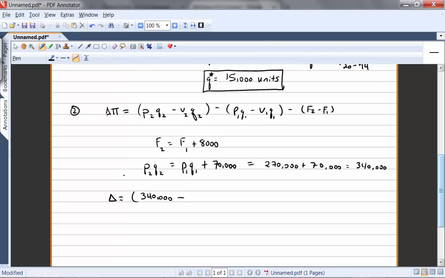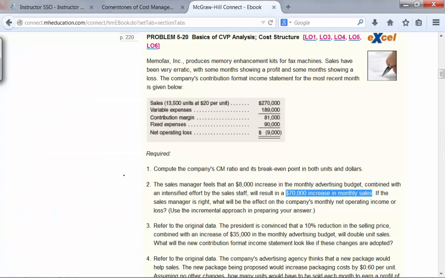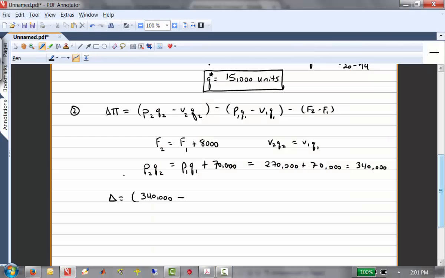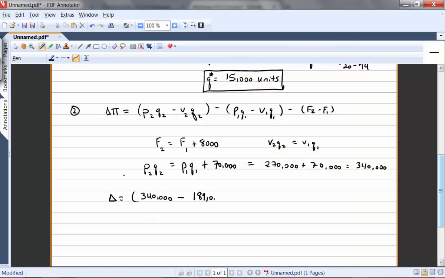What are the new variable expenses? It didn't say that they were going to change the variable expenses. So the new variable expenses must be equal to the old variable expenses. What were the old variable expenses? 189,000. When I say old, I mean the variable expenses before the proposed change. So we do P2Q2 minus V2Q2 minus P1Q1. P1Q1, that's the old sales revenue. That was just 270,000. Minus the old variable expenses, 189,000.